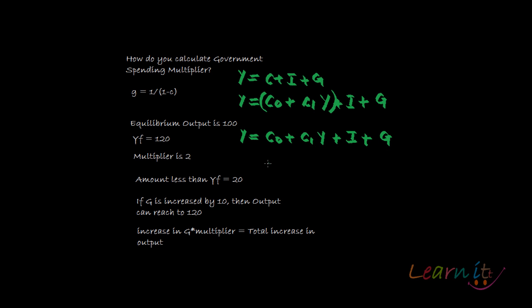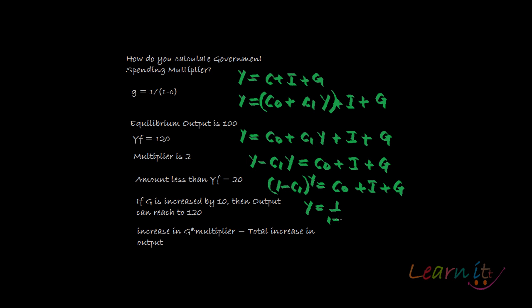+ G. Okay, so what I'll do is that I can take the terms with Y on one side. What I'll be getting is (1 - C1) into Y is equal to C0 + I + G, and this would be Y = 1/(1 - C1) into (C0 + I + G).